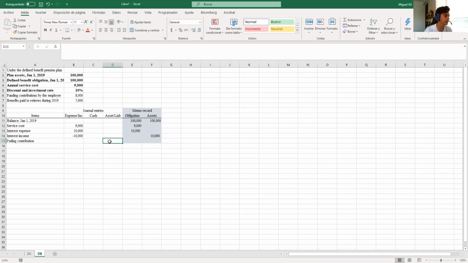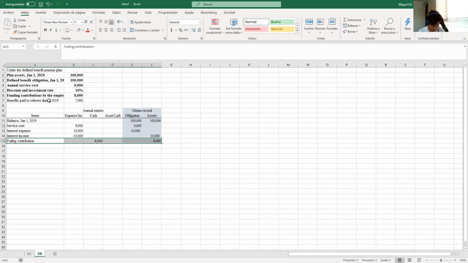So let's register that. If the company pays to the fund, what do you think will happen in here? What do you think that will reflect? Well, of course, this will increase the asset, right? Because the fund has more money. So it will be 8,000, this 8,000. And what do you think will be in the journal entries? Well, the cash will reduce, right? Because the company has to pay this 8,000 pesos in cash. So it will be minus 8,000 pesos. So I am done with the funding contribution.